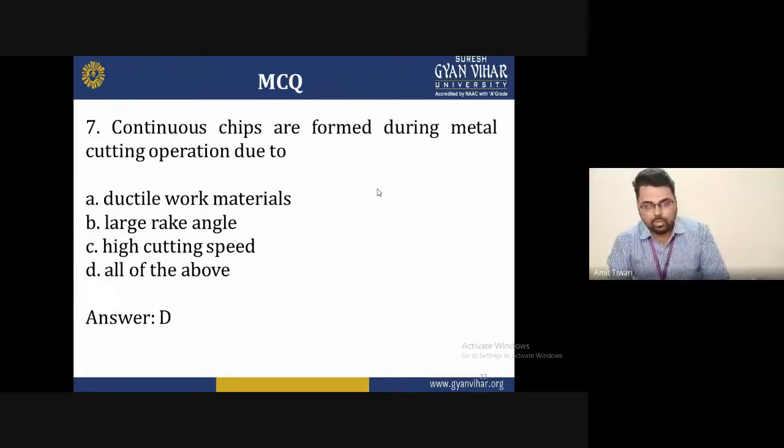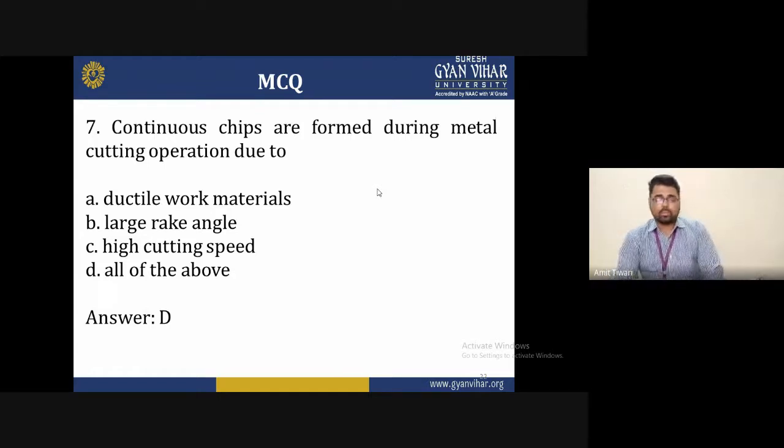All these factors are basically used to achieve continuous chip formation. Because ductile material is required for the continuous chip, as we discussed in this lecture in the portion on continuous chip formation. With the help of ductile material, we will generate the continuous chip, and with a larger rake angle we will also generate the continuous chip, and obviously the cutting speed will be required to be high. That's why we can generate continuous chip formation during the metal cutting operation.